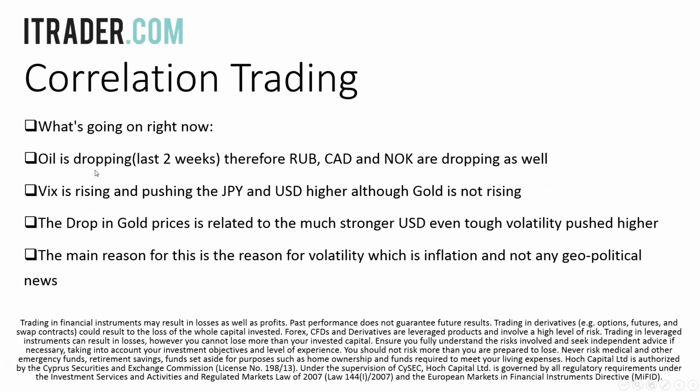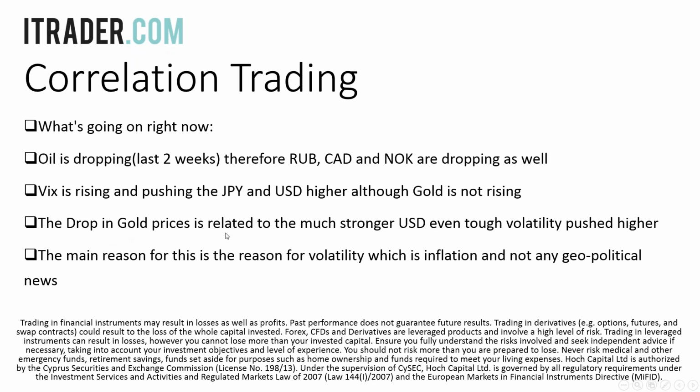What's going on right now? Oil is dropping the last 2 weeks, as I showed you. Therefore, the ruble, CAD, and NOK are dropping as well. I showed you, right? The US RUB is going up, the US CAD is going up, the US NOK is going down, while oil is dropping. VIX is rising, I just showed you, pushing the Japanese yen and US dollar higher, although gold is not rising right now.